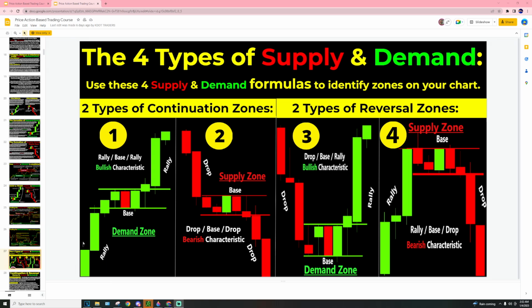The first one is known as a rally base rally. This is a clear bullish characteristic and will take place in uptrending markets. The second one is a drop base drop. Drop base drop is a bearish characteristic and only found in downtrending markets.